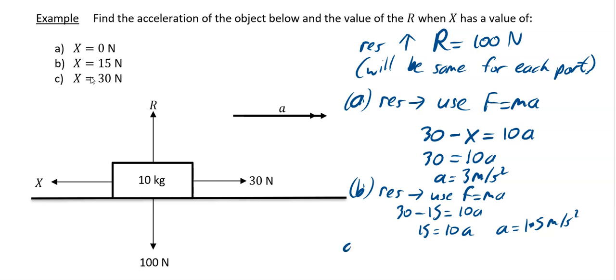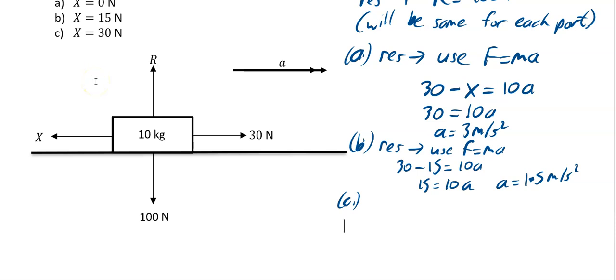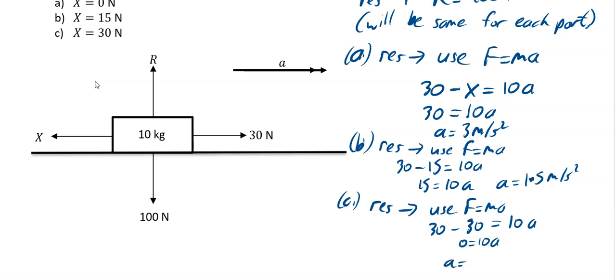meters per second squared. And your last part for this one, part C, we're going to resolve horizontally again, and we're going to use F equals ma. So your force pulling is 30, going against that is your x, and in this case x is 30, and that's equal to your mass, which is 10 times your acceleration. So 0 is equal to 10a. a just works out to be 0 meters per second squared. And there we have our 3 answers.